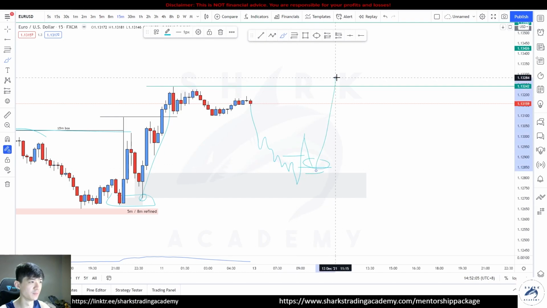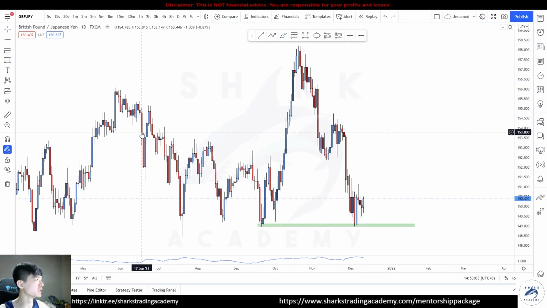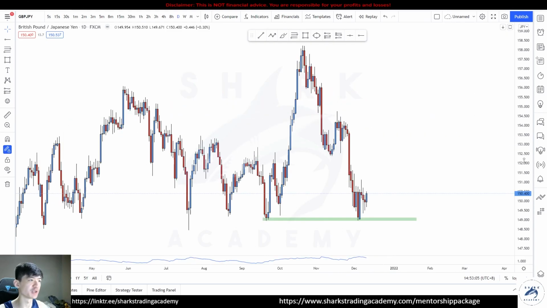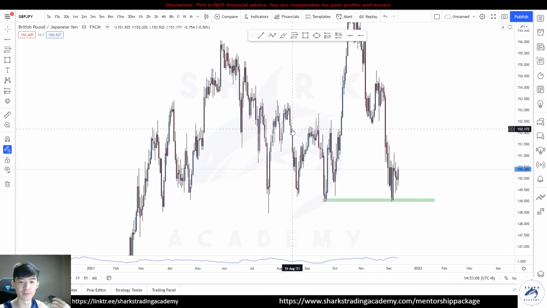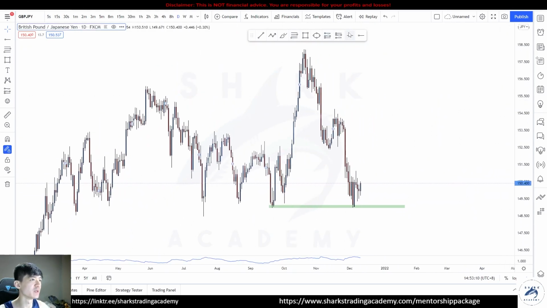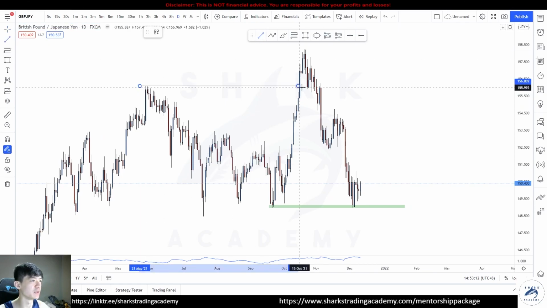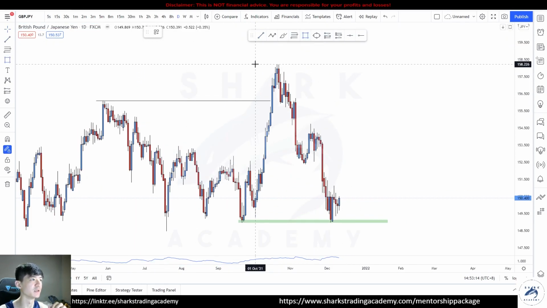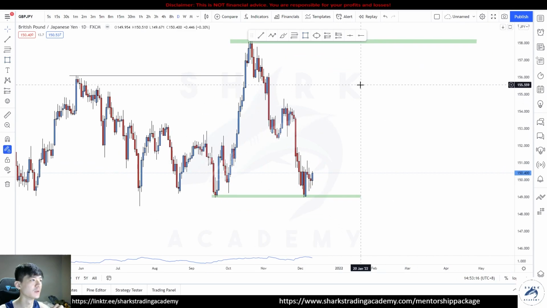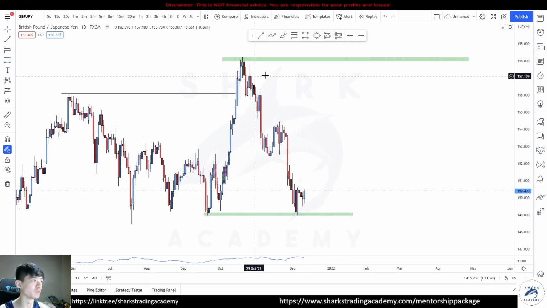Pull back, buy. Next, we have pound yen, and this may be a tricky one because you can see currently we are still delivering bullishly. We have a BOS towards the upside over here, and this means that our liquidity highs is lying above here. So we are ultimately trying to look for buys into this area.